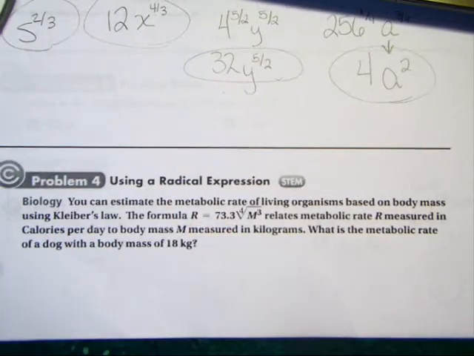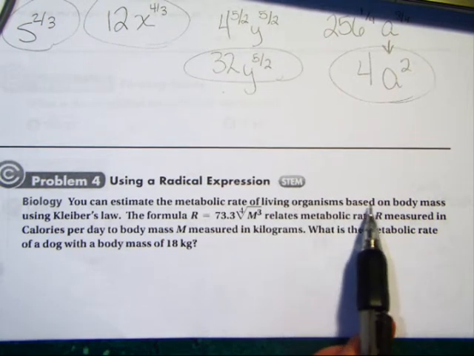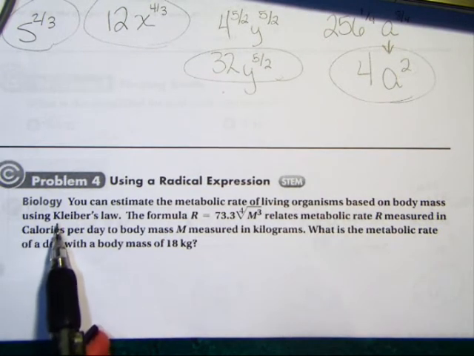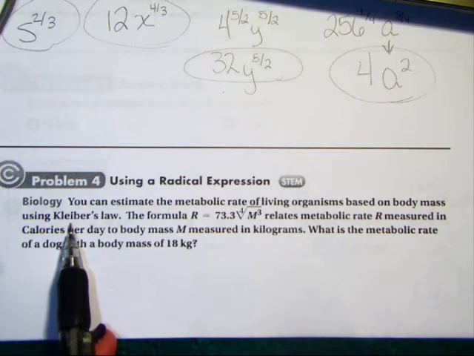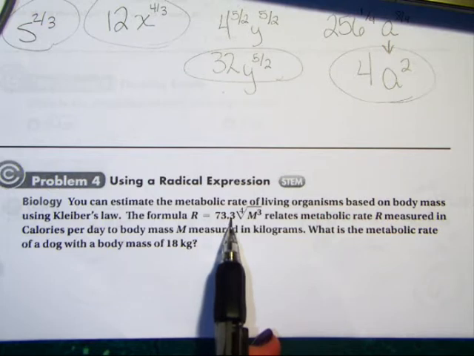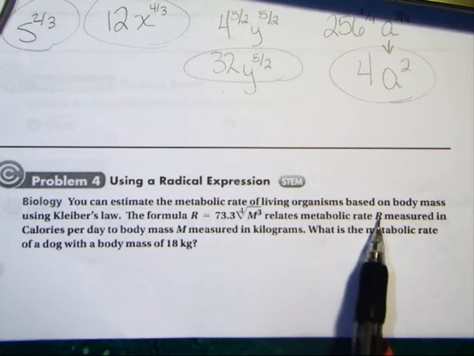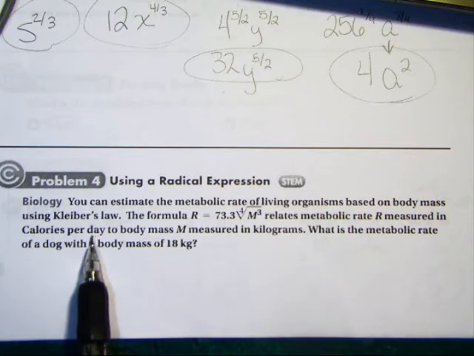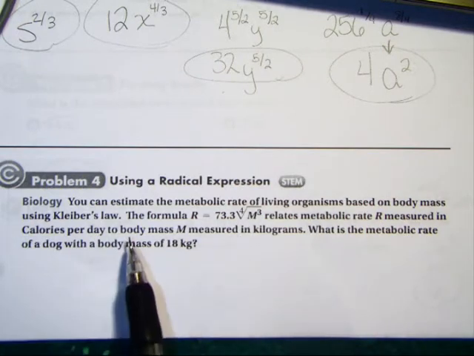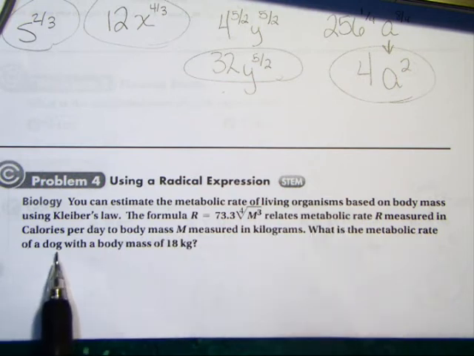Oh, yippee skippy, we have a word problem, your favorite. You can estimate the metabolic rate of living organisms based on a body's mass using Kleiber's law. That's right, thanks, Mary. The formula R equals 73.3 times the 4th root of m cubed relates the metabolic rate R, measured in calories per day, to a body's mass m, measured in kilograms. What is the metabolic rate of a dog with a body mass of 18 kilograms?